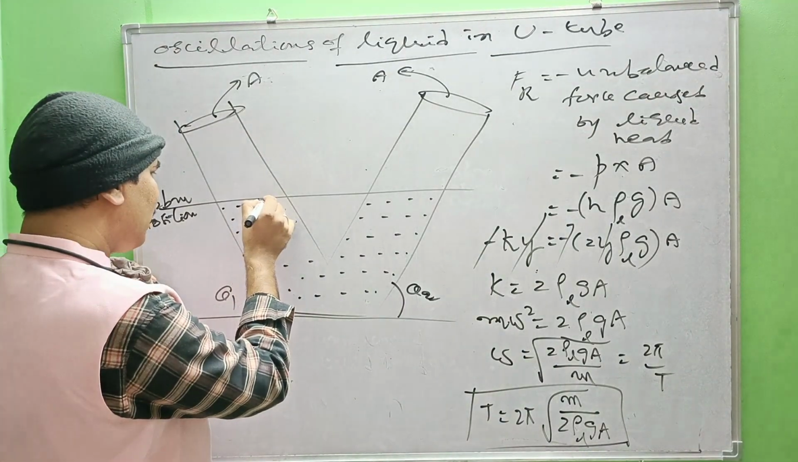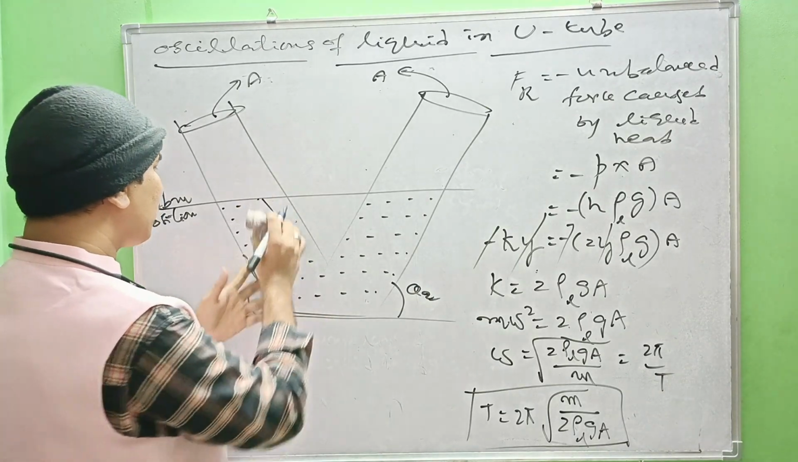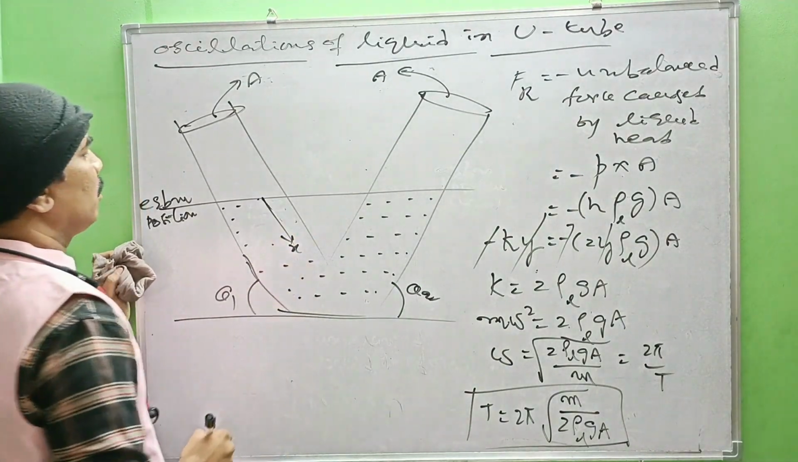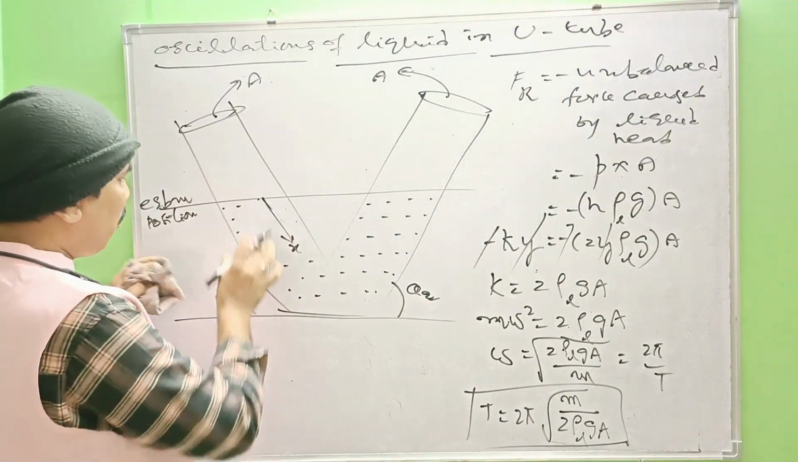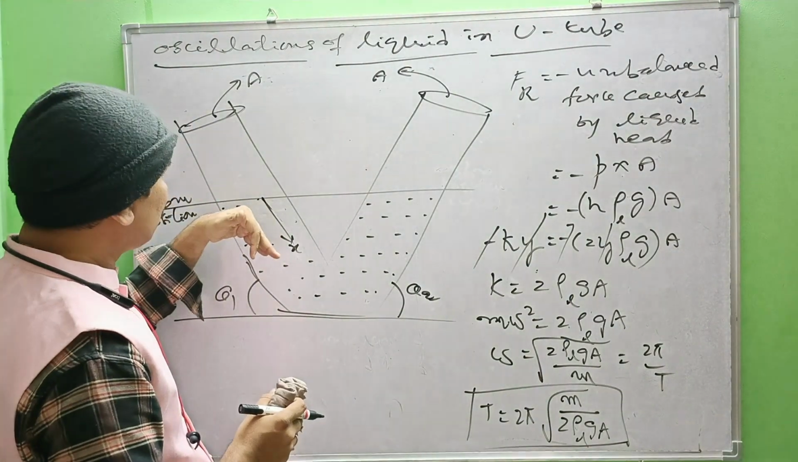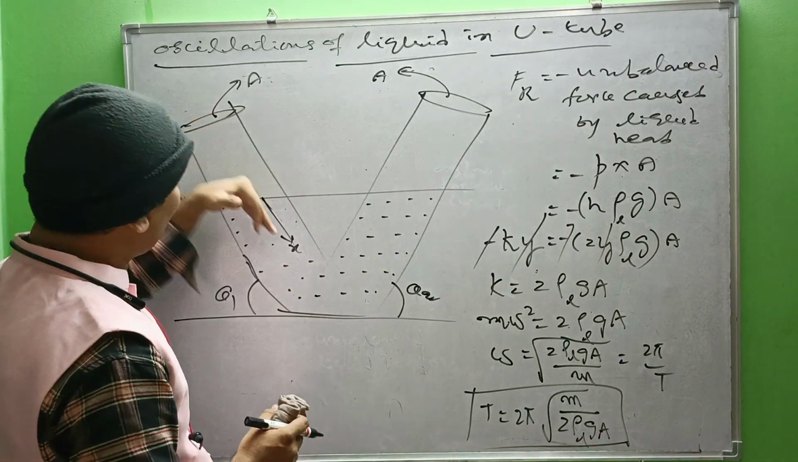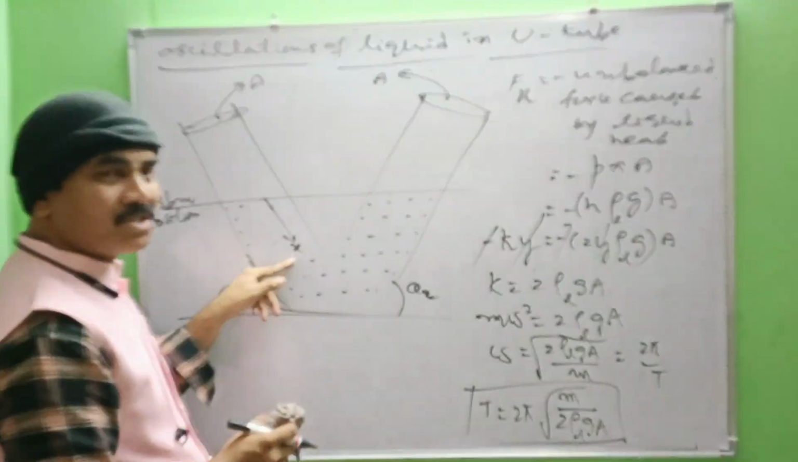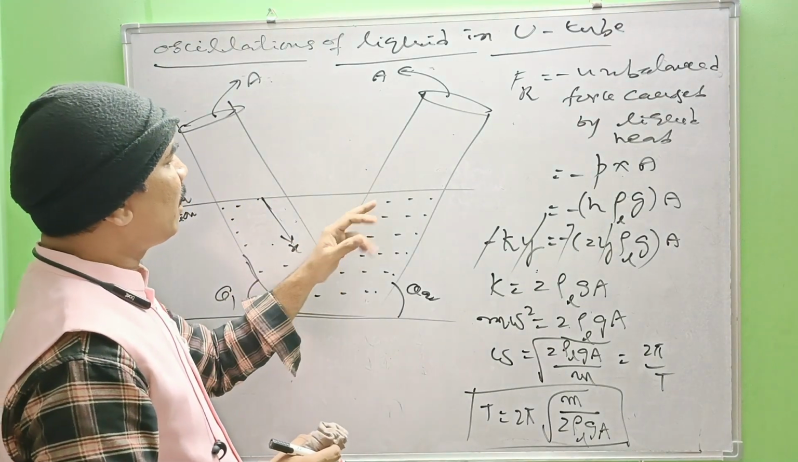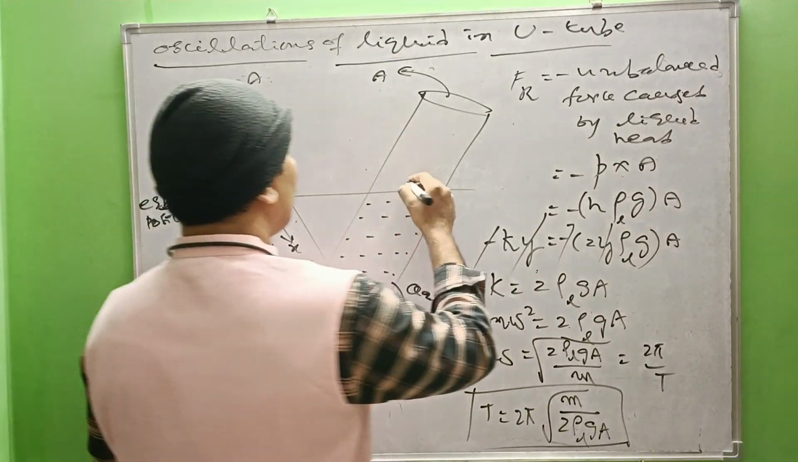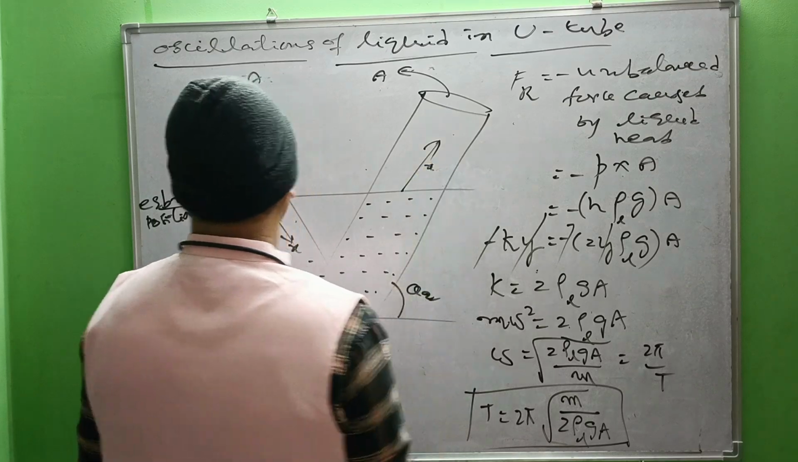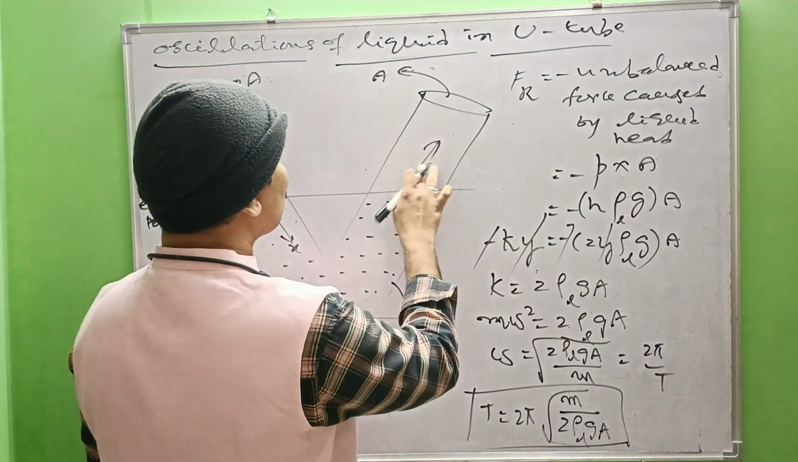As an example, pushed like that, through a distance x as shown. Now, as the liquid in the left limb is pushed down along the limb through a distance x, the liquid in the left limb pushes up the liquid in the right limb. So it goes up by the same amount. If it is x here, this one is also x.